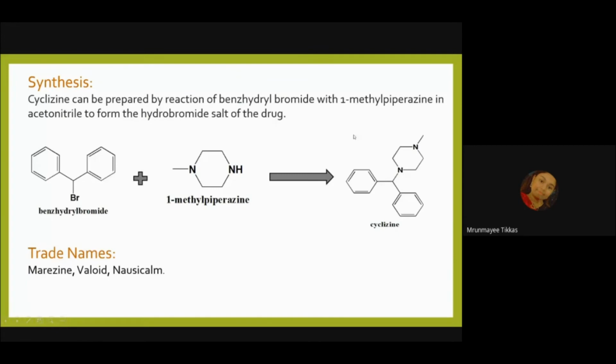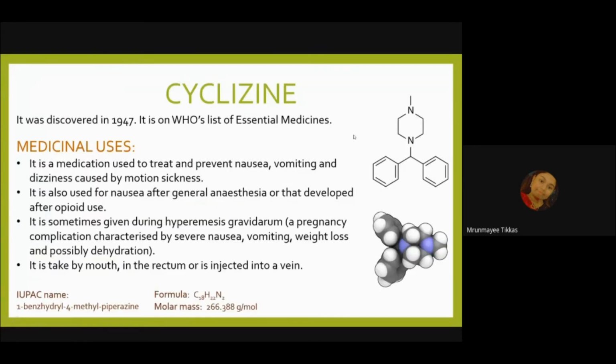My first molecule is cyclizine. It was discovered in 1947. It is on one of WHO's lists of essential medicines. Its medical use is to treat and prevent nausea, vomiting, and dizziness caused by motion sickness. It is also used to treat nausea after general anesthetic or that which develops after opioid use.